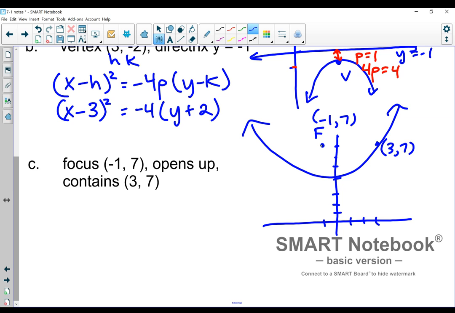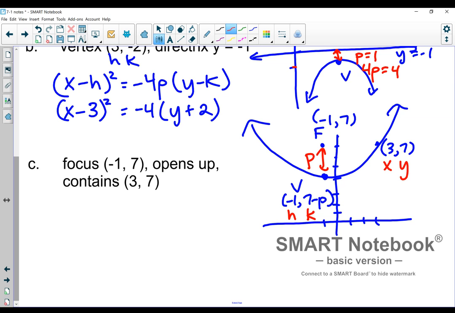So I want to think about, from my focus to my vertex, could I figure out the coordinates of that vertex? Well, the vertex would be at x = -1, and it would be p units down. So I'm going to write (-1, 7 minus p). So that is going to give me an (h, k), and my point is going to be an (x, y).